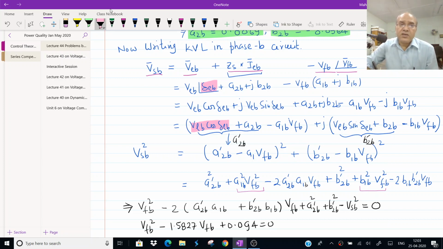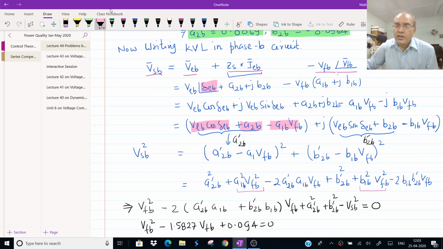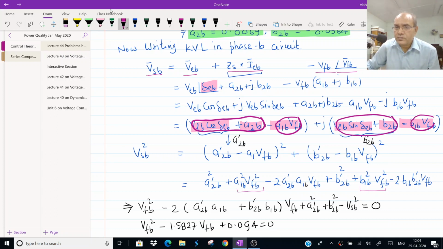So let us add the real part and real part together. This and this together become the real part. And the imaginary part becomes VLB sine delta LB plus B2B minus B1 VFB. Now while squaring, we will not expand them in a square form. We will treat this as one function. This is like one term, this is another term. It's like A minus B square. Similarly, this is one term and this is another term, so it's like C minus D square.